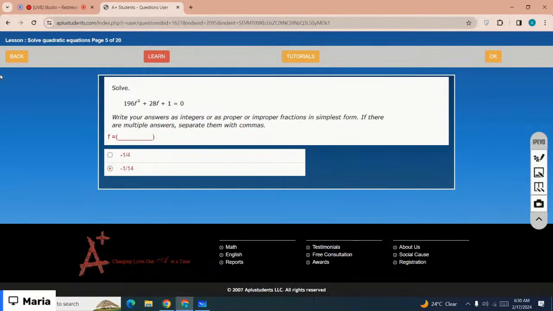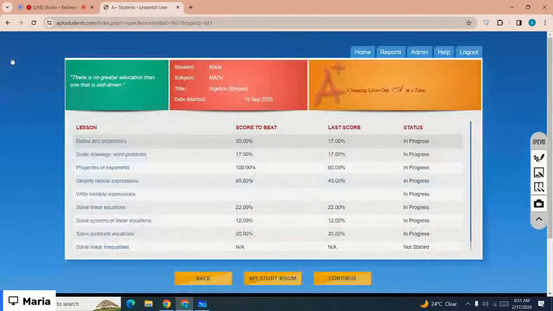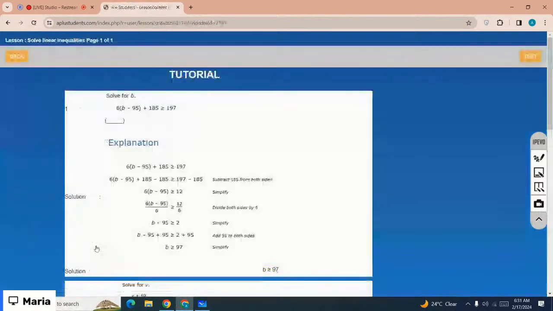Okay, you can complete the lesson by yourself later today. Let me just move on to the next lesson, and the next lesson is solve linear inequalities. Okay, let's just start with the test questions.